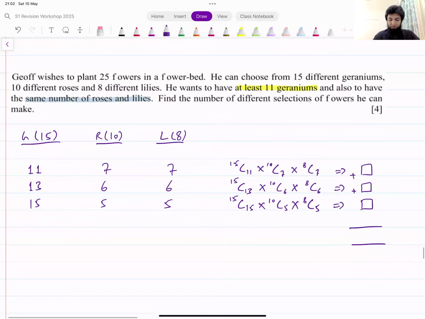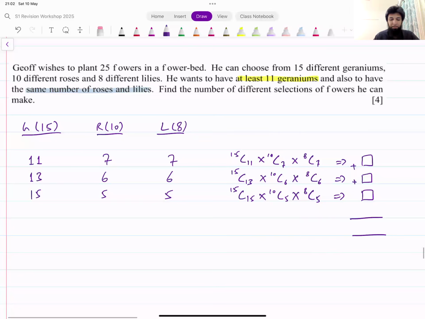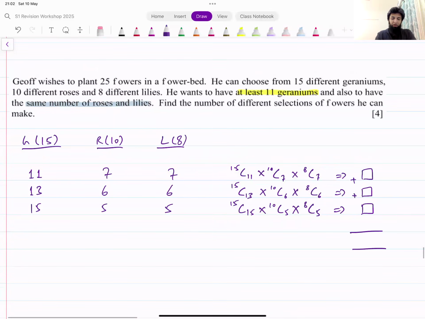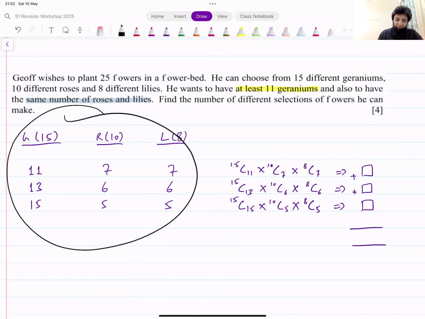Let's consider this scenario. This is another possible type of question that you will see. So Jeff wishes to plant 25 flowers in a flower bed. He can choose from 15 different geraniums, 10 different roses, 8 different lilies. He wants to have at least 11 geraniums and also the same number of roses and lilies. Find the number of different selections of the flowers that he can make. So in a lot of combination questions, you have to make cases like this as well.